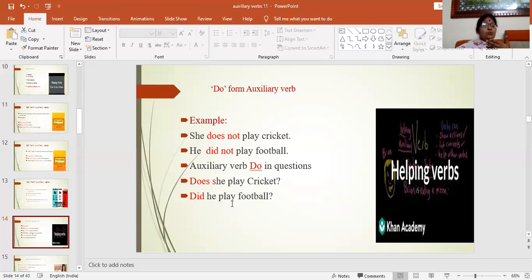We can also use this in question tags. She does not play cricket, does she? She does not play cricket. So the question tag is "does she?" So in this way also we can use our do form auxiliary verb, right?